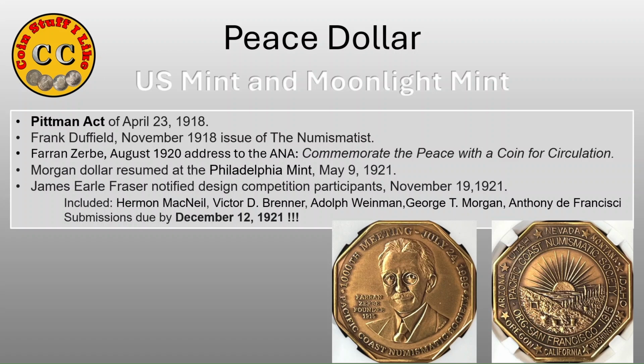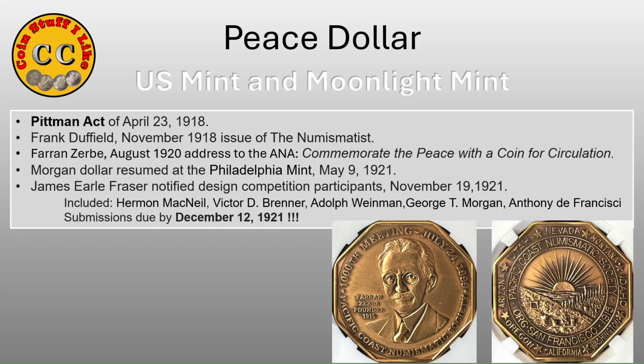well-known names like Herman McNeil, that's the Standing Liberty Quarter, Victor D. Brenner, who's the Lincoln Cent, VDB Cent, Adolph Wyman, who's the Walking Liberty half dollar. They were all invited, along with Anthony D. Francisci. And George T. Morgan was the chief engraver of the mint. He wasn't really one of the competition participants, but the chief of the commission and the mint director wanted him to submit designs as well.